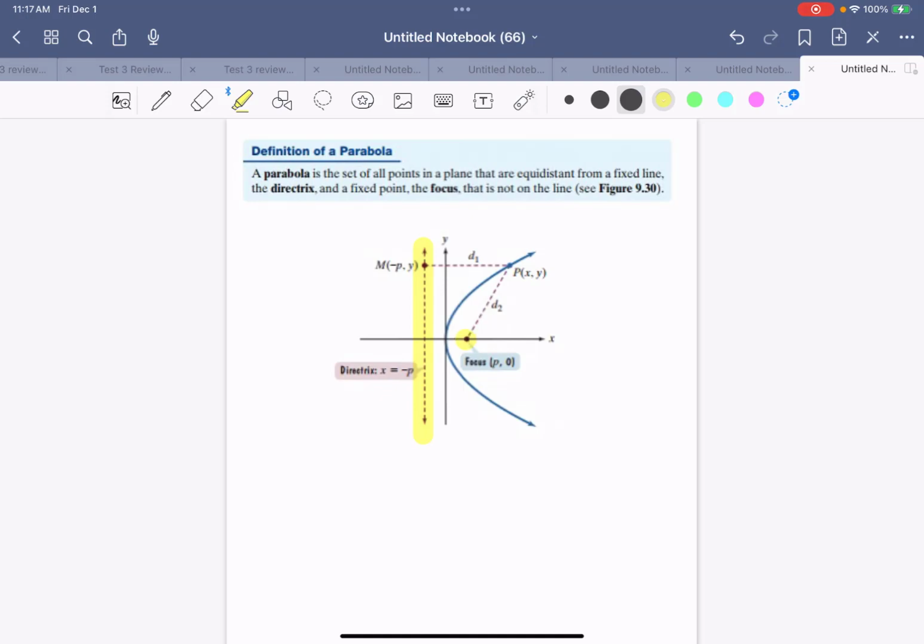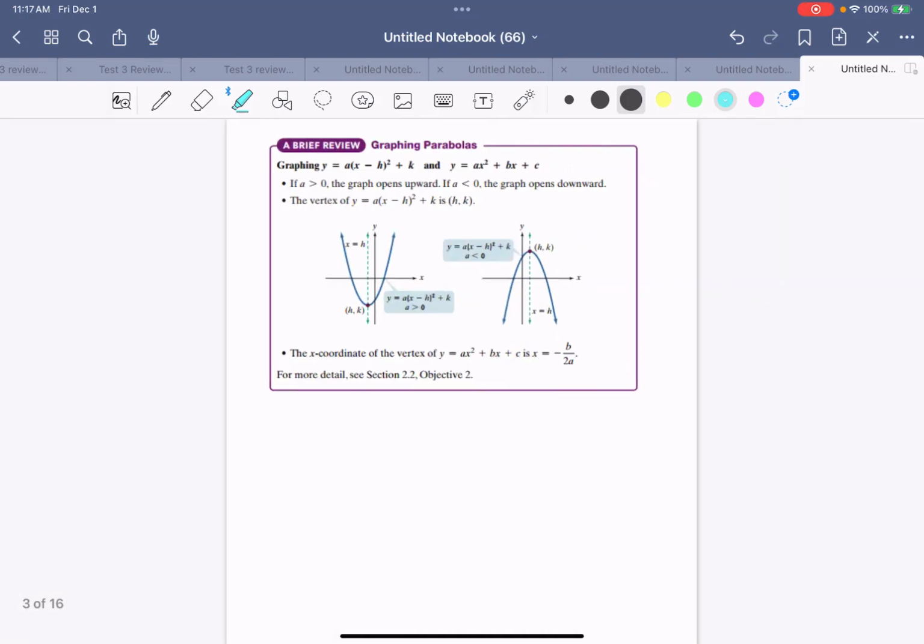So any point on the line, you can see from this sketch that this point P is the same distance from the focus as it is from the directrix, and that would be true for all points on a parabola. Now, you're probably used to seeing the parabola in this format.